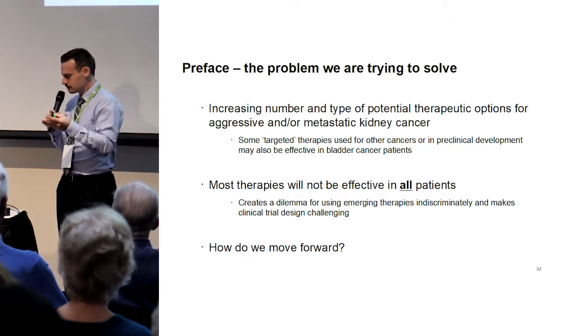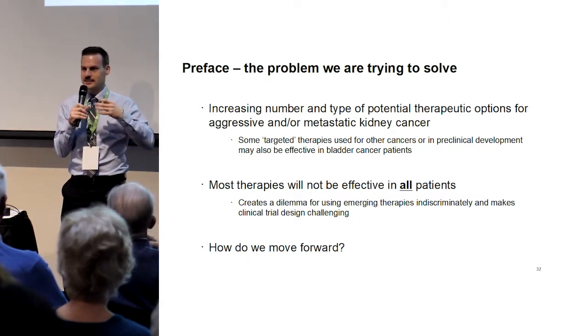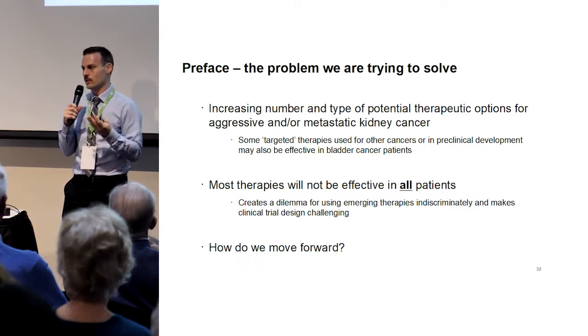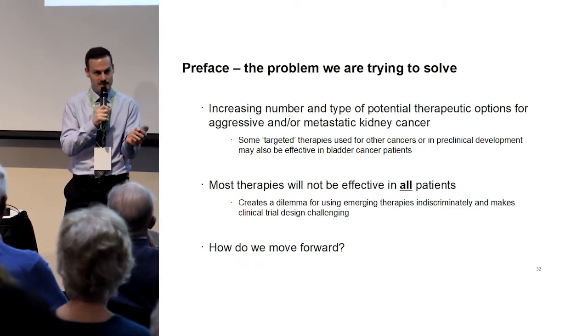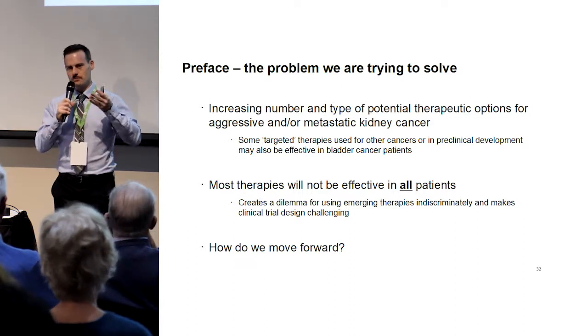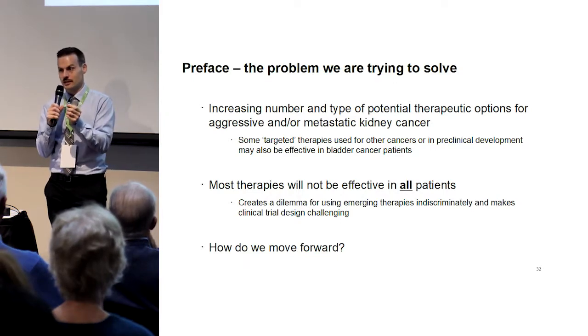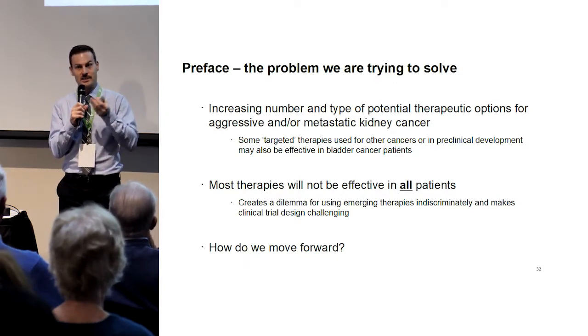So that creates a dilemma, because if you design a clinical trial to test a drug in all patients, it may well not be positive if it's only going to be successful in some patients. So how do we move forward from this? How do we move to a framework where we can more precisely use a drug by only giving it to the patients where it's actually likely to work?